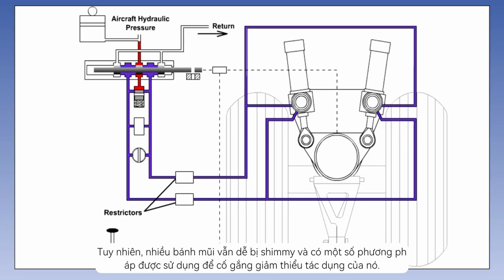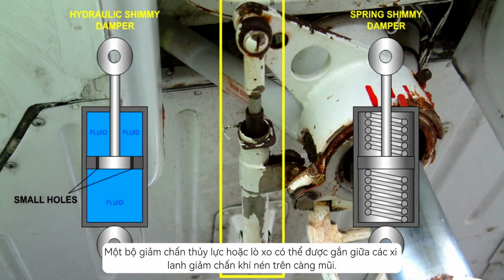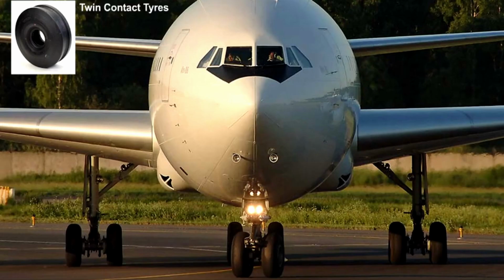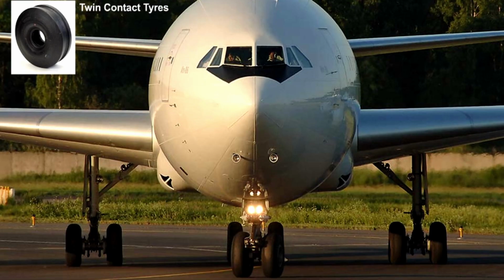However, many nose wheels are still prone to shimmy, and there are a number of methods used to try and reduce its effects. As previously mentioned, hydraulic damping, in the form of restrictors, can be provided across the steering jack pistons or piston. A hydraulic or spring shimmy damper can be attached between the upper and lower oleopneumatic strut cylinders. Many larger aircraft use double nose wheels to help reduce shimmy, while twin contact tyres have been found to be effective in minimizing tailwheel shimmy.